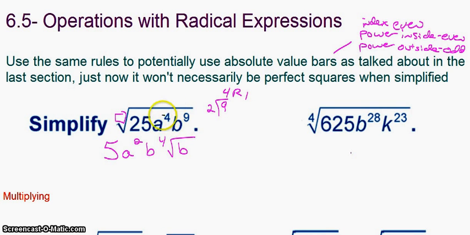Now do notice in this one we did have an even index. We had one of our exponents on the inside be even, but it came out as even as well, so we didn't have to worry about that absolute value case. Let's take a look at our next one.